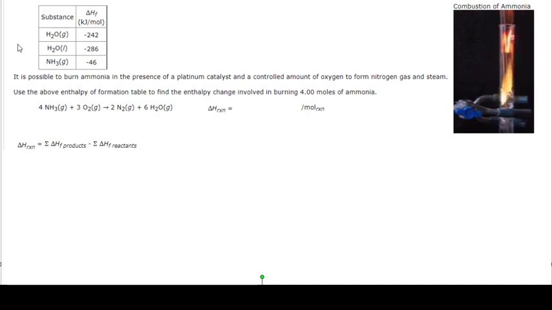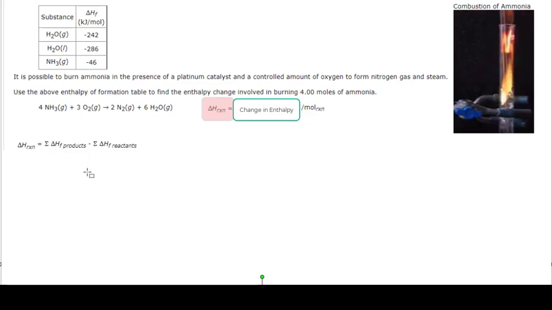Well, indeed, you can see that ammonia does burn. And let's find out quantitatively exactly how much energy we get when it changes from ammonia and oxygen to nitrogen and steam. We're going to use Hess's law for this, and Hess's law is pretty straightforward. You figure out the enthalpy of your products and you compare it to your reactants, and the difference between the two will be the enthalpy change in your reaction.